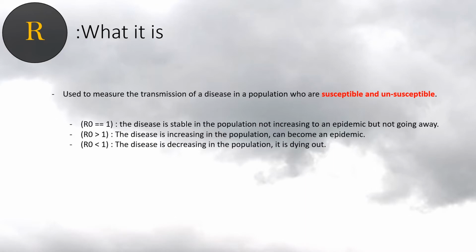It follows the same pattern: if the R number is 1, then the disease is stable in the population. If it's greater than 1, it's increasing in the population. Less than 1, then it's decreasing in the population or dying out. So it is exactly the same in that sense. However, I would like to note that the R number is, more often than not, going to be lower than the R0 because it takes into account the non-susceptible.